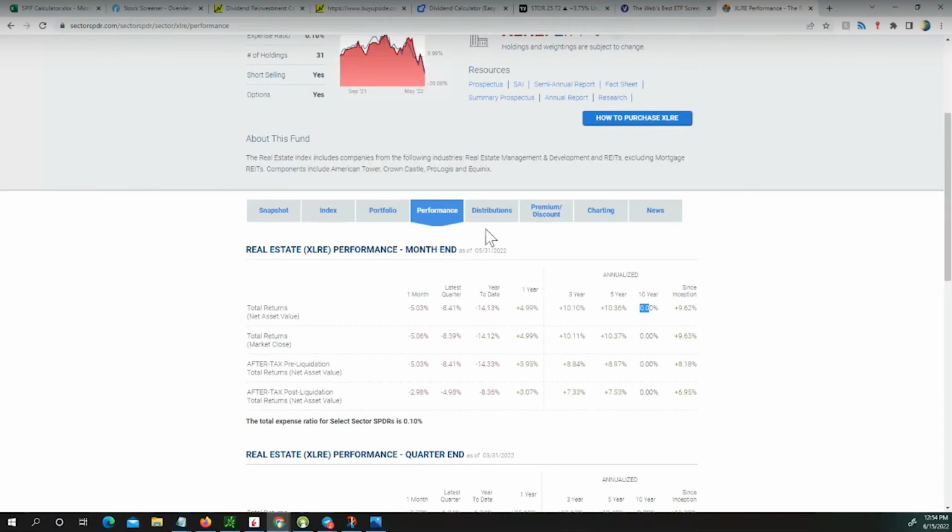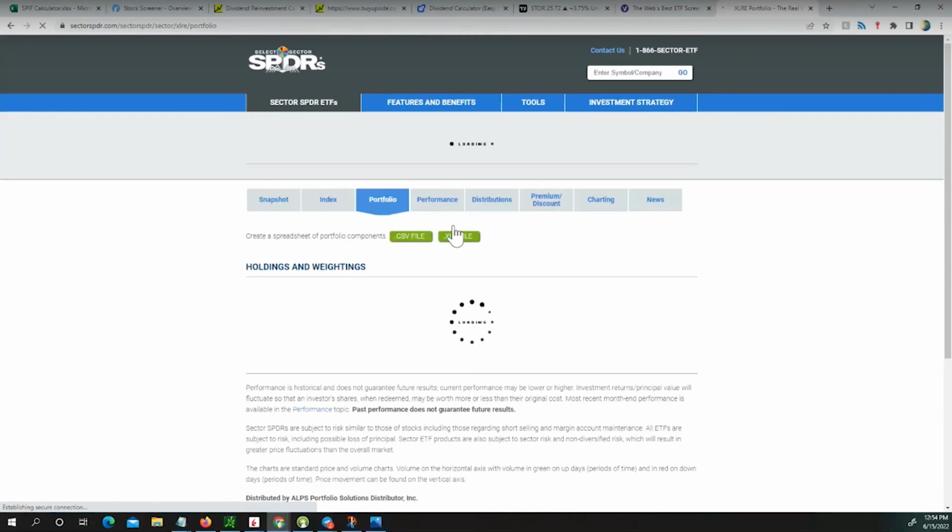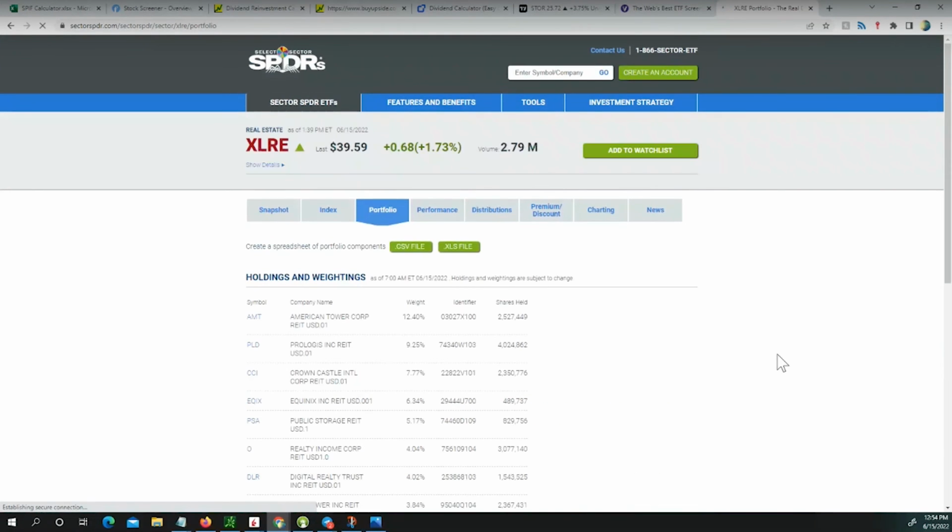So you can look at it and look at their portfolio, see which companies they invest in. And here is when you'll notice that the companies they invest in are mostly REITs and real estate related companies. Okay, so as you can see here, American Tower is one of the best performing REITs.